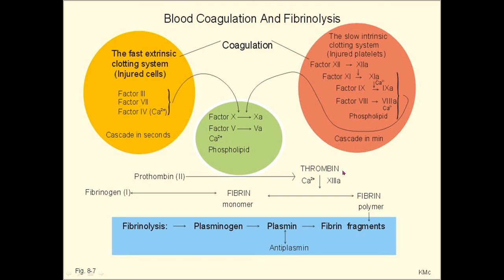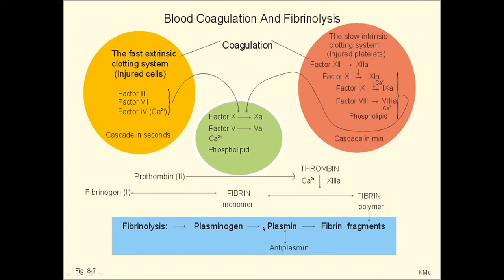activates the stabilizing factor, 13, into 13A, and this thrombin converts the inactive fibrinogen, that is factor 1, into the active factor 1, that is fibrin monomer. Then the fibrin monomer gets converted into fibrin polymers, and then fibrin fragments are formed, and they form the tight clot.